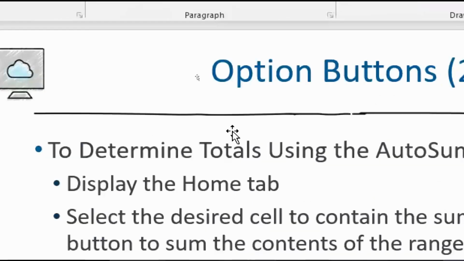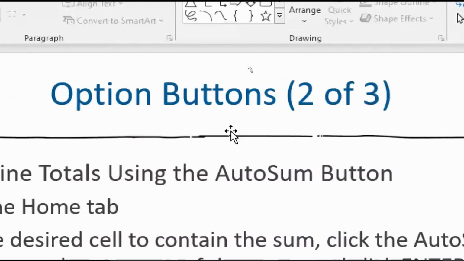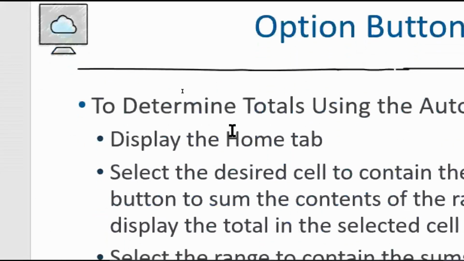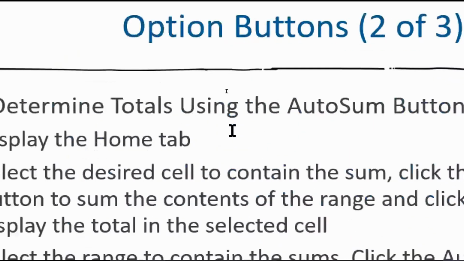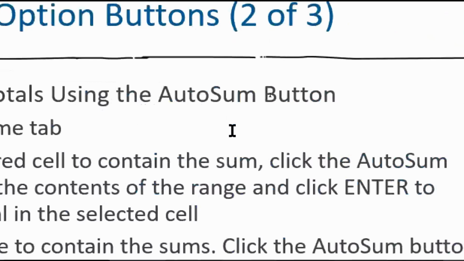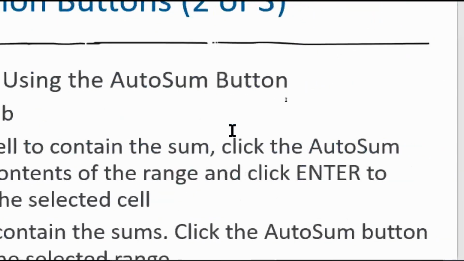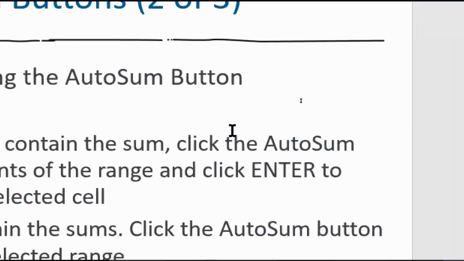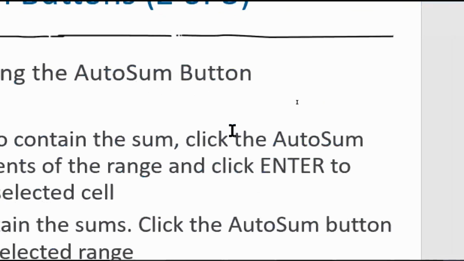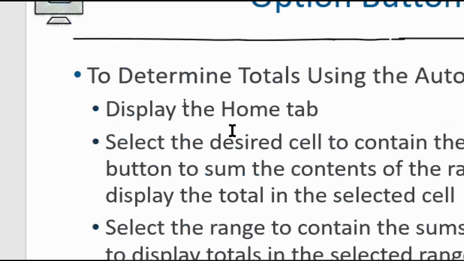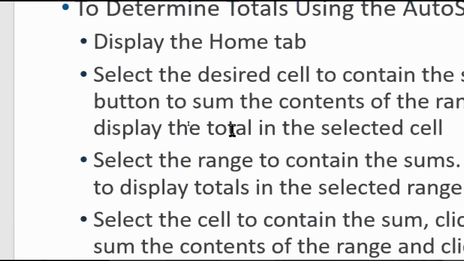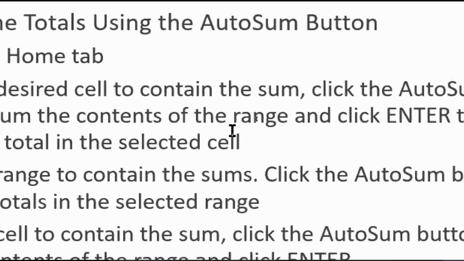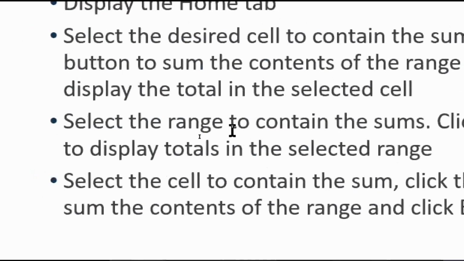Determining totals using AutoSum. We did this last week. And to display the Home tab, select the desired cell to contain the sum and click the AutoSum button to sum the contents of the range. And click Enter to display the total in the selected cell. Select the range to contain the sum. This is just different ways that you can select cells for summing.